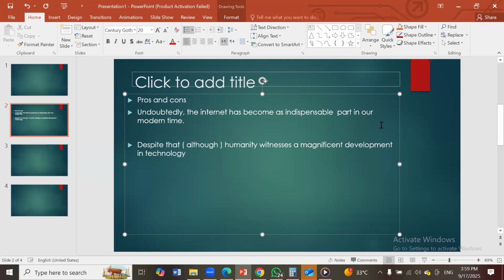Miss Nehal, we can also add this sentence: maybe the internet also helps people stay connected regardless of geographical barriers. Regardless of what? Of geographical barriers. Yes, it's a very good sentence.